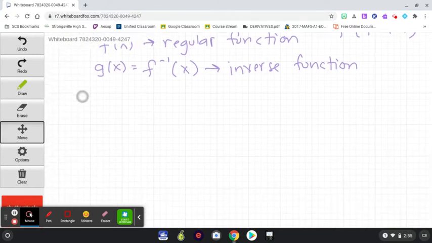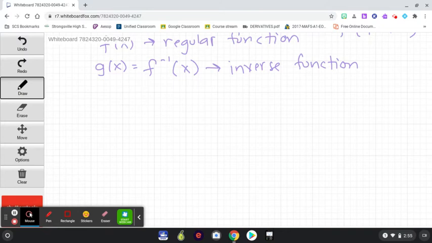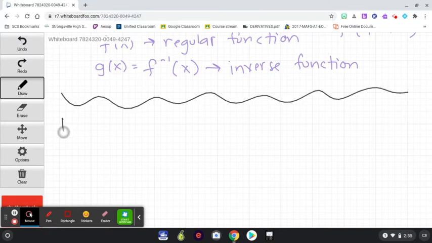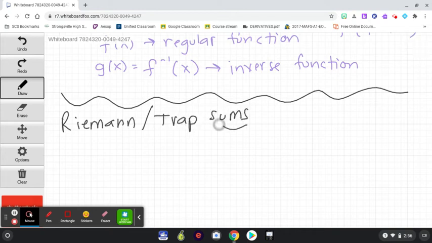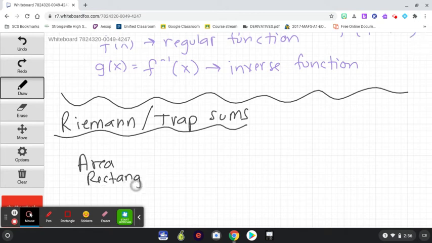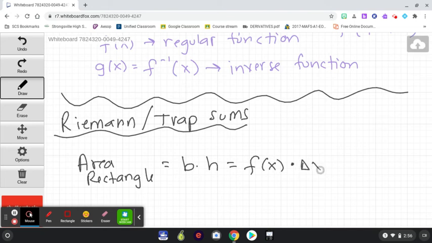All right, let's review Riemann sums / trapezoidal sums. All right, so for a Riemann sum, what you are technically evaluating is area of a rectangle for the Riemann sums. And that area is equal to base times height. But for our purposes, it's equal to the output at a particular x times delta x.